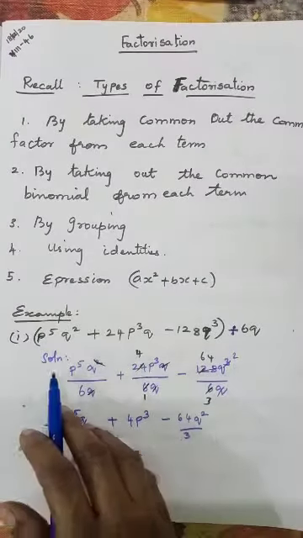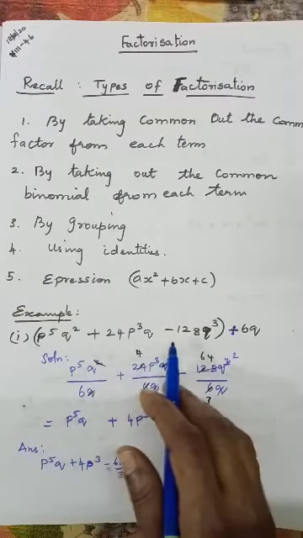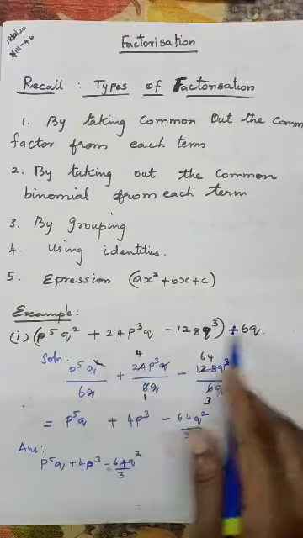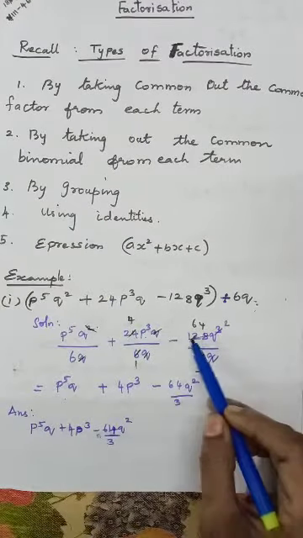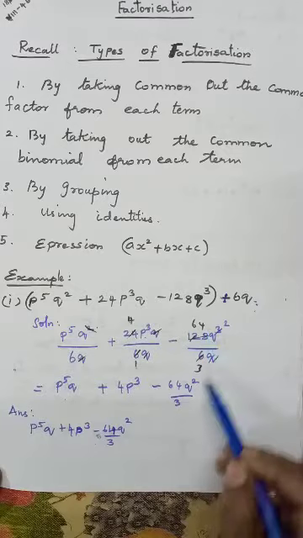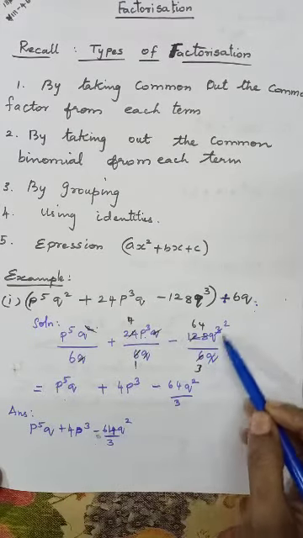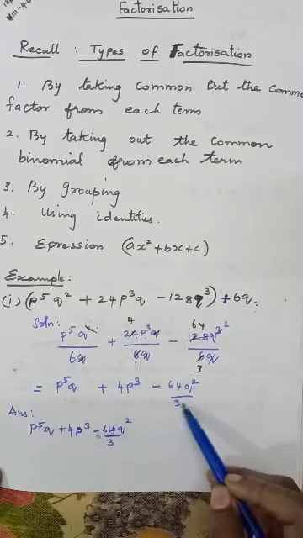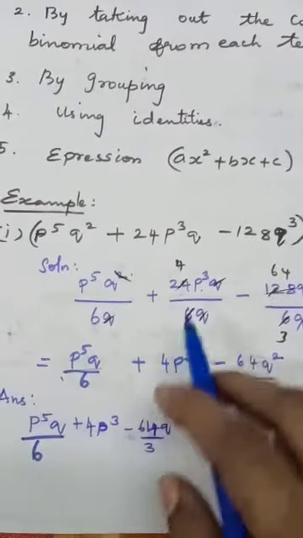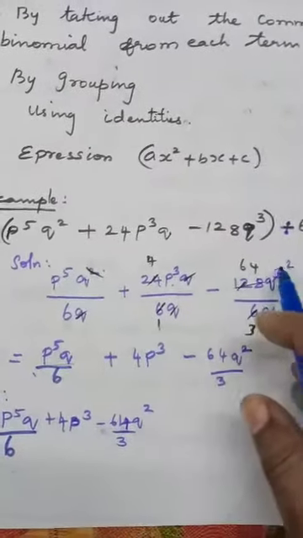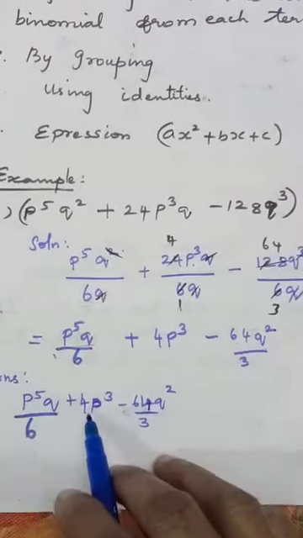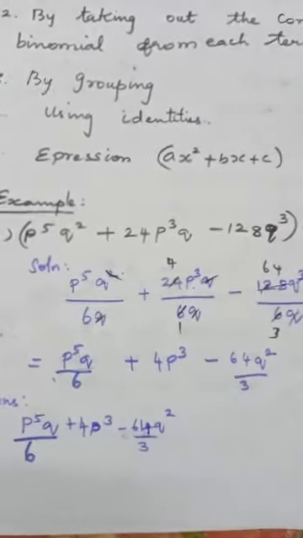First one, p power 5 q square plus 24 p cube q minus 128 q cube divided by 6 q cube. We have to divide each term by 6 q cube. 3 2s are 6, isn't it? Yes. 6 2s are 12 and 4 2s are 8, 64. Q here 3 q's, 1 q cancel, remaining 2 q's. 64 by 3 q square. So, p power 5 q by 6 plus 4 p cube minus 64 q square by 3. So, the answer is p power 5 q by 6 plus 4 p cube minus 64 q square by 3.